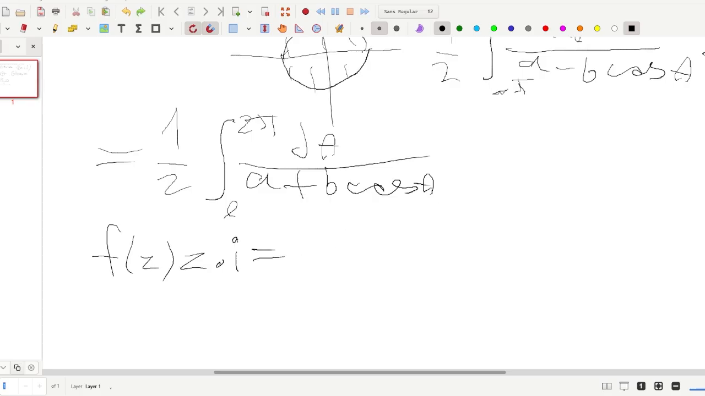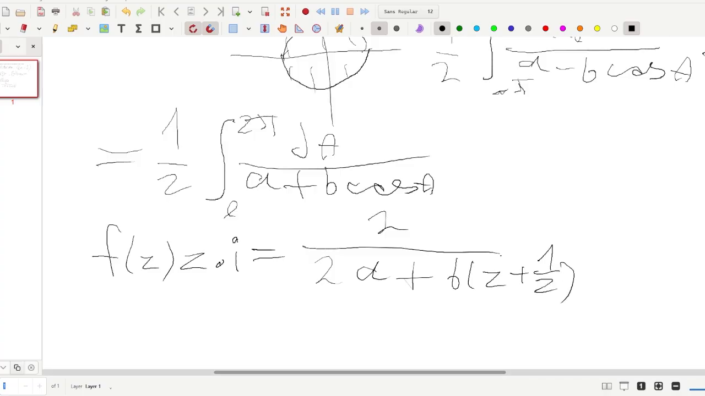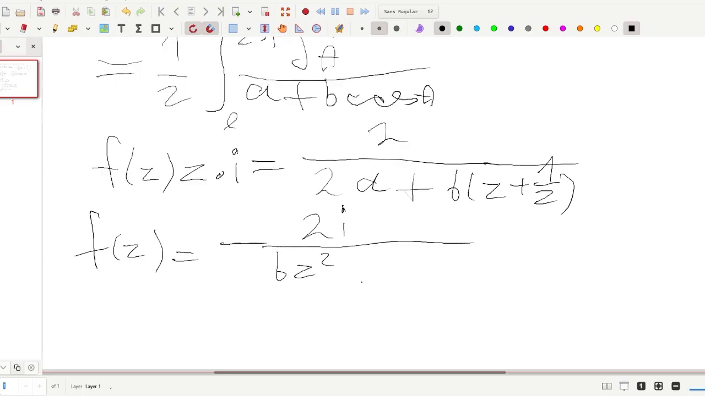I'll multiply both the numerator and the denominator by 2 right away. 2a plus b, and here we have z plus 1 over z. Now we can multiply both sides by i to the third power, which is negative i, and we can divide both sides by z. And what we get is f of z is equal to negative 2i over bz squared plus 2az plus b. Now what I'm going to do is pull out minus 2i over b.